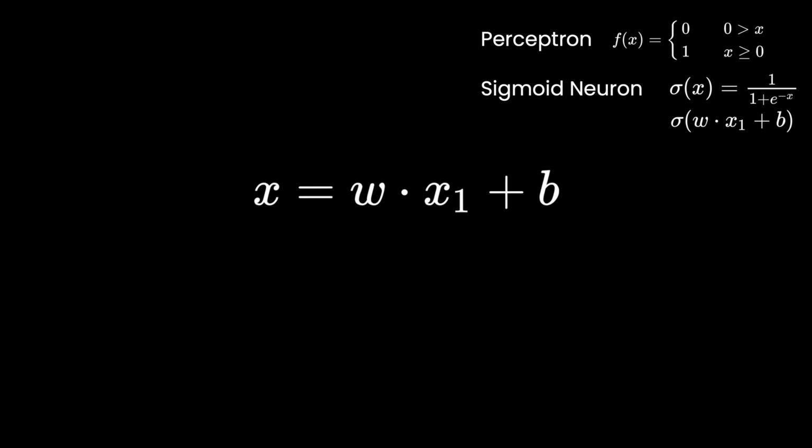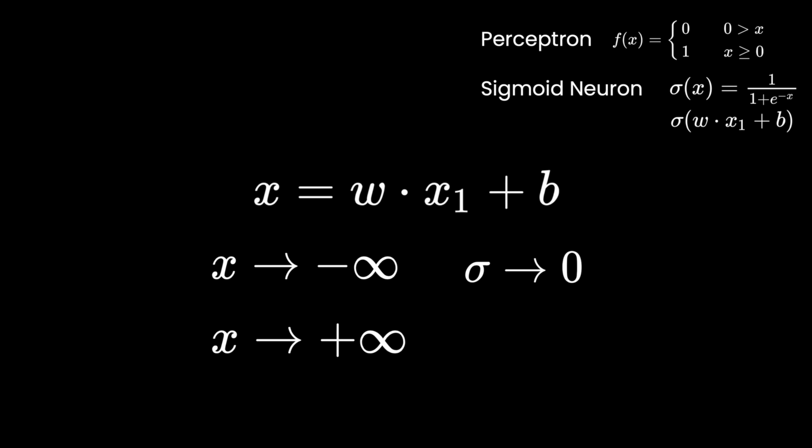Keep in mind that the x in the sigmoid function is equal to a weight times a binary input x1 plus the bias, which is the negative level of the threshold. So when x approaches negative infinity, sigma approaches 0, and when x approaches positive infinity, sigma approaches 1. At extremities, the sigmoid neuron acts like the perceptron. But now our question is, how large is the change in output compared to the change in input?